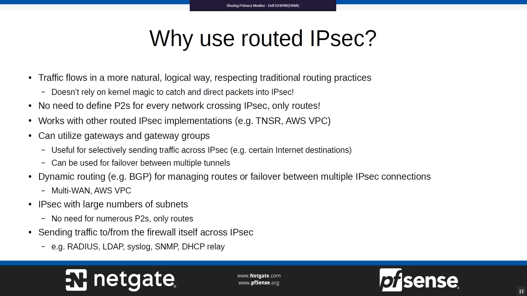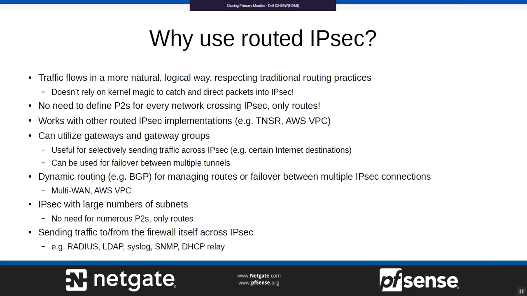Again, IPsec with large numbers of subnets, since you don't have to list out all of these P2s and just use routes, you have a little bit more freedom there. I know adding all those phase 2 definitions can be kind of cumbersome, but with routed IPsec, you can handle it with routing, or you could even handle it with a dynamic routing daemon. It will greatly simplify your management in some ways. You can also send traffic to and from the firewall itself across IPsec.